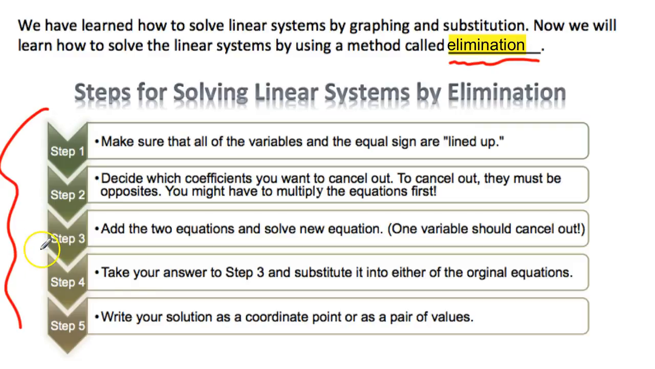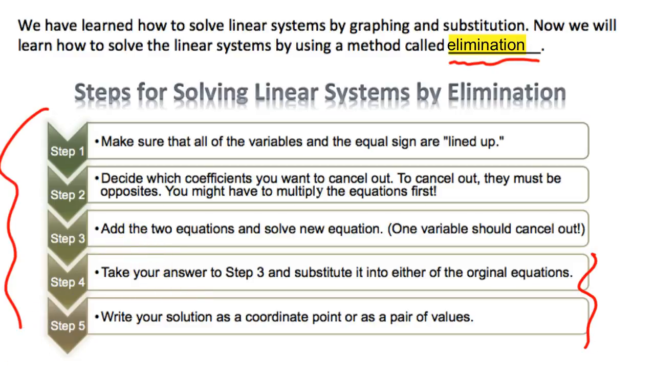Step two, decide which coefficients you want to cancel out. To cancel out, they must be opposites. And you might have to do a little something like multiplying some of these equations to make this happen. Then you'll add the two equations and solve the new one. The variable should cancel out. Take your answer to step 3 and substitute it into either of the original equations. Write your solution as a coordinate pair of values. So these two are the same as the last two steps from graphing or solving by substitution.